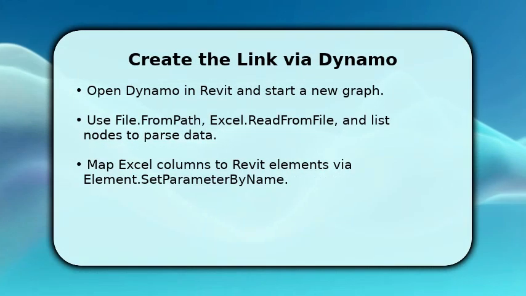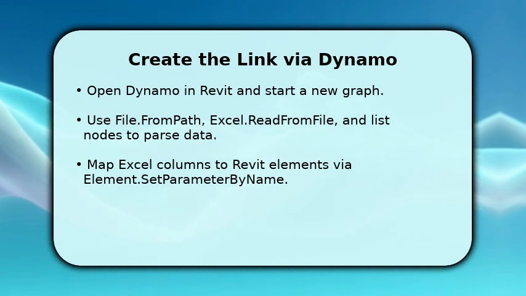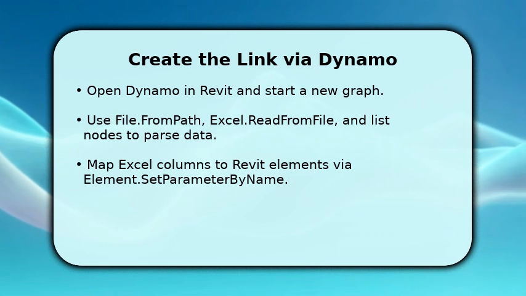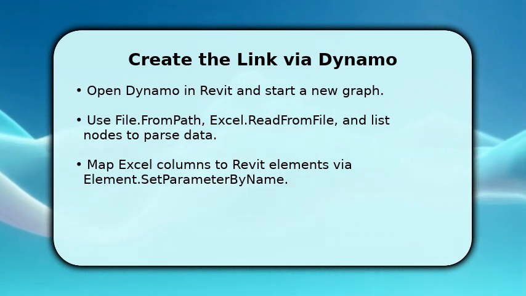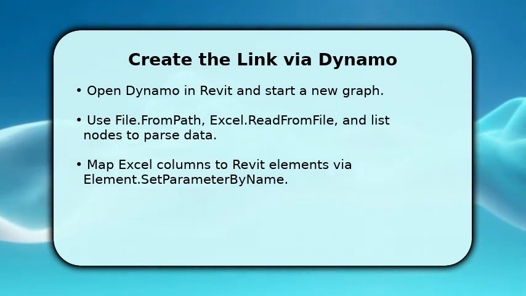You now use Dynamo to bridge Excel and Revit. Open Dynamo, create a new graph, and add File From Path to point to your closed .XLSX, then use Excel.ReadFromFile nodes to pull sheets and ranges. Once you have lists, clean and convert types so Revit parameters match, use List.Transpose or List.Filter by bool mask as needed.